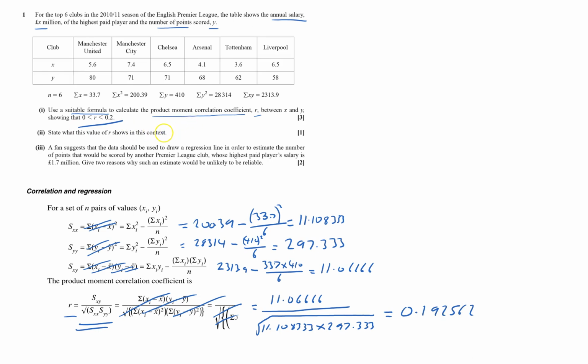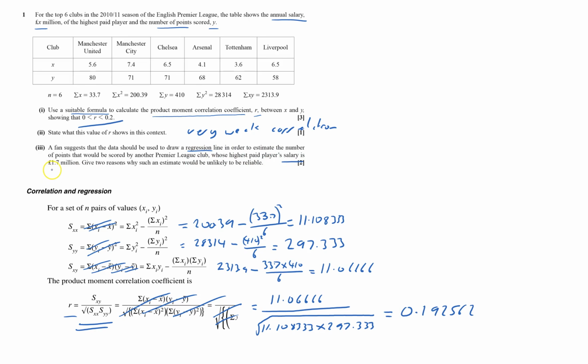State what this value of R shows. I mean, even if you didn't calculate it properly, you can still state what it shows. It shows very weak correlation. So, yeah, weak correlation.